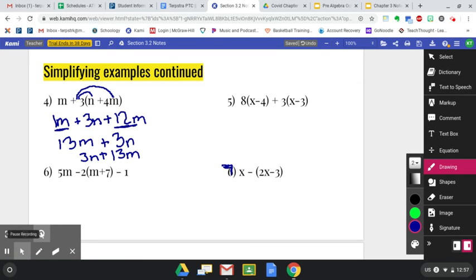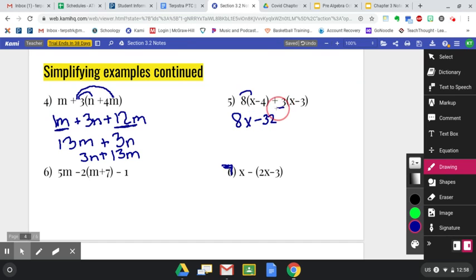All right, number 5. Let's start here, and we have to be very careful with our signs. So this is a positive 8, and I'm going to multiply that by the x first. So that would give me 8x. And then I'm going to take this positive 8 and multiply it by the negative 4. So that would give me a negative 32.